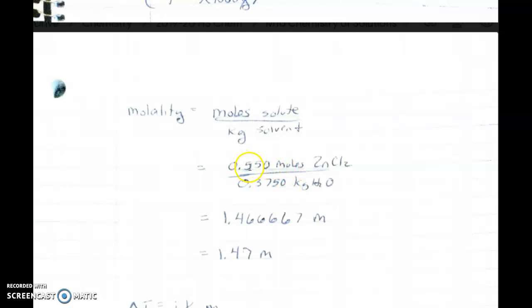But I have 3 significant figures here and 4 here, so my final answer must only have 3 significant figures. That means I'm going to go to the hundredths position, but I look to the right. This number is a 6, which means I have to round up. So my final answer is 1.47 molality. So I have a 1.47 molality solution of zinc chloride when I dissolve 75.0 grams of zinc chloride in 375 grams of water.